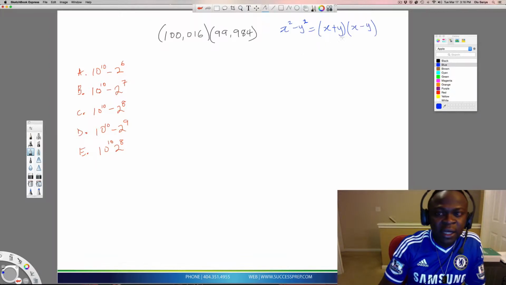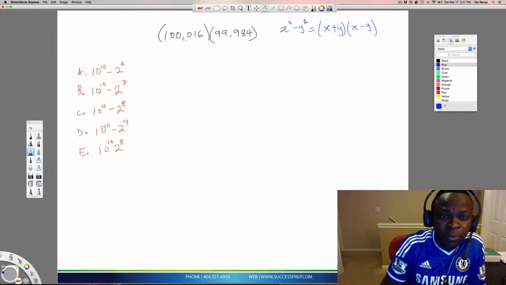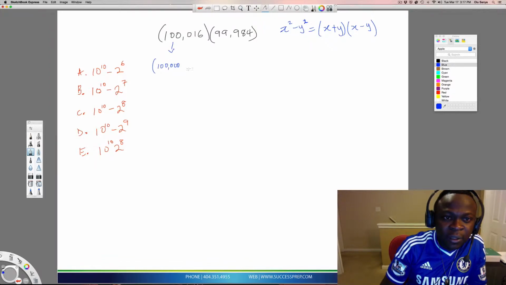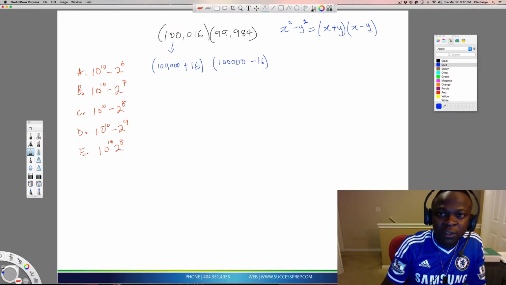So based on that idea, if we look in here, we'll notice something similar about these two numbers. They're both pretty close to 100,000. That's the first thing. This is 100,000 plus 16, and this is less than 100,000 by 16, meaning it's just short of 100,000 by 16. So that tells me that I can rewrite this as 100,000 plus 16, and then this I can write as 100,000 minus 16, which looks very similar to what I just wrote up here.